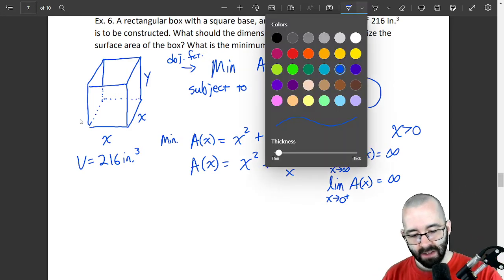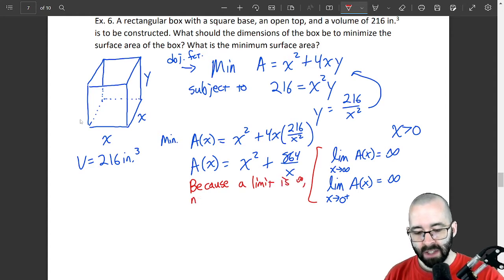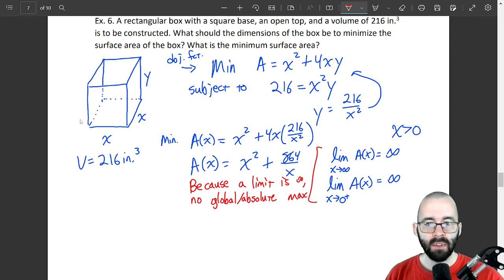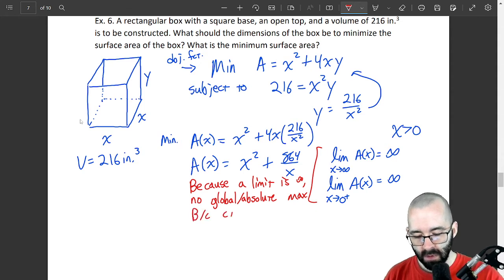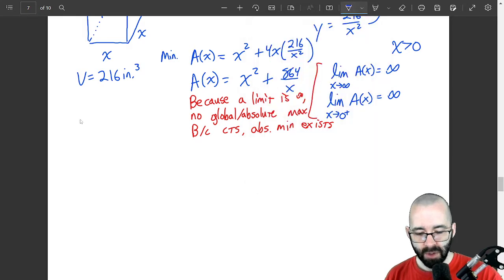So because of this right here, because a limit is infinity, it means there's no global or absolute, again, we use those words interchangeably, max. But because it's a continuous function, there is a global min. We do have an absolute min. And we'll find that at the critical point. So look for a critical point. Well, there's only one critical point.